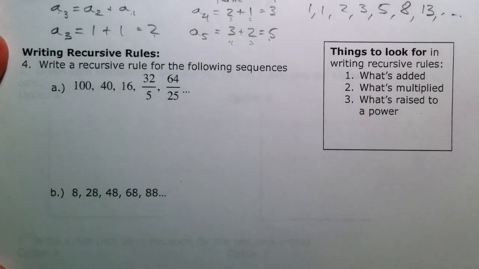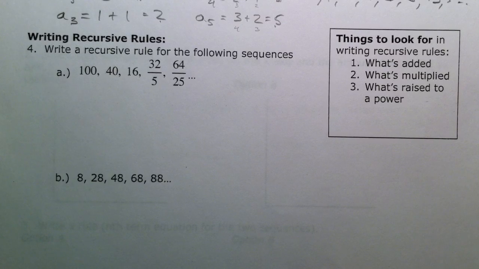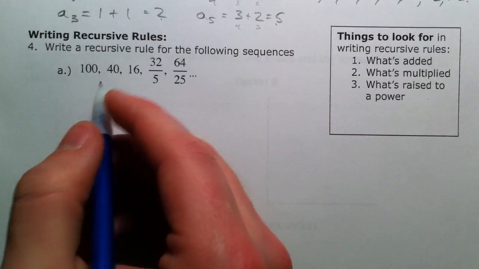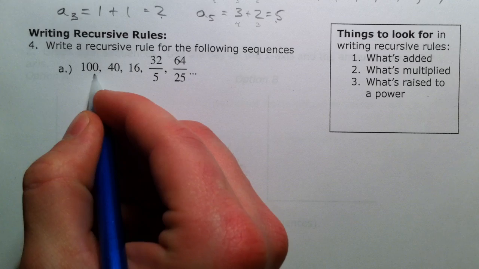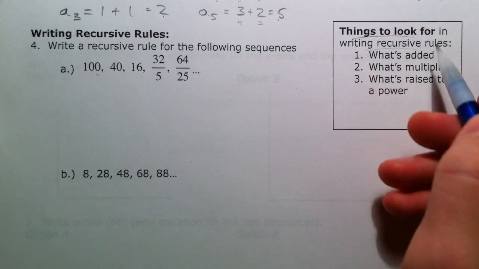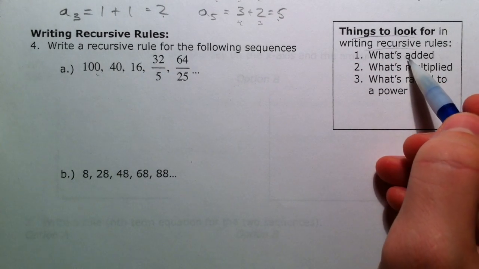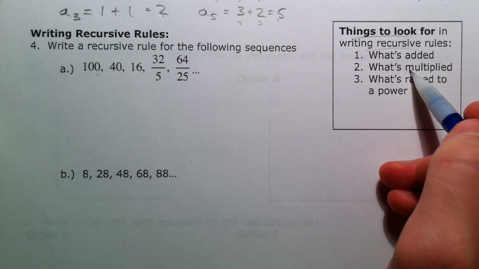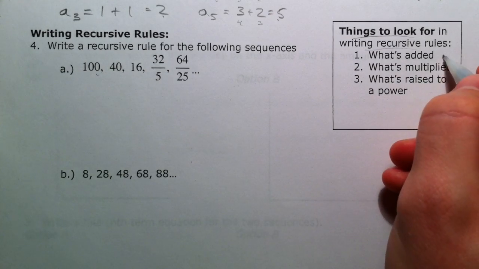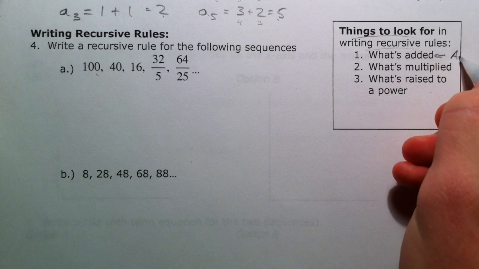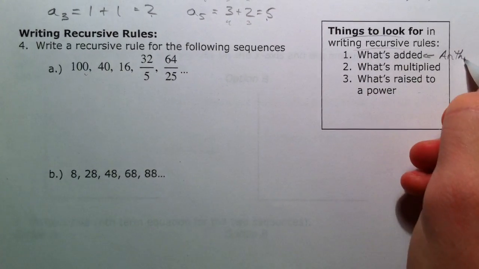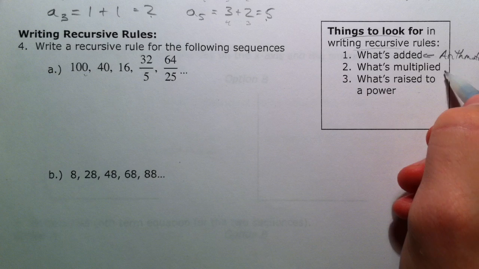So, writing recursive rules, back to that. Things to look for when we're writing recursive rules: think something being added every single time or something being multiplied every single time. So this is arithmetic and geometric.